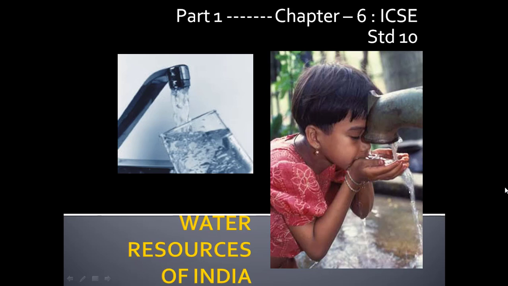Today's session is on Water Resources of India, Part 1, Chapter 6, ICSE Standard 10. As you can see in the introductory visual, the water has been collected from a tap, another one from a hand pump. This is the real story of many developing countries. Now let's have a look at water resources in India in detail.